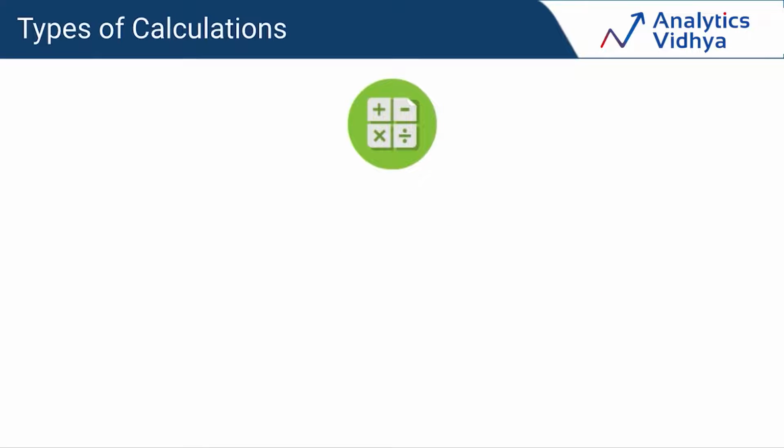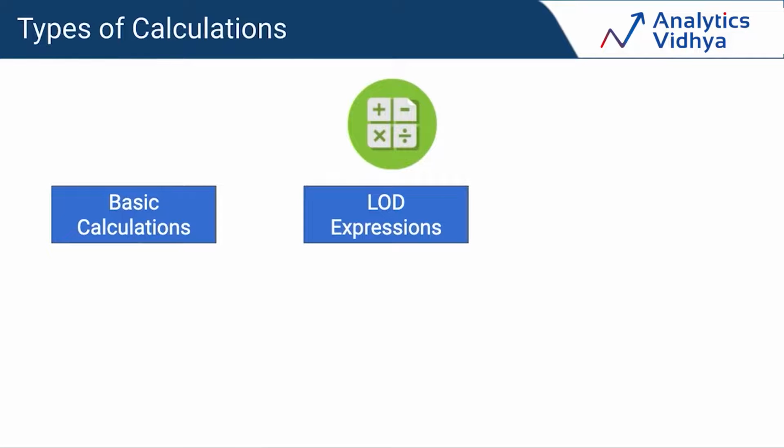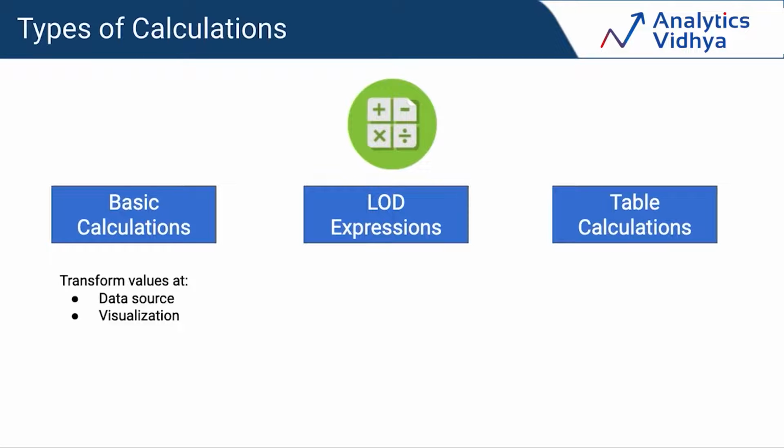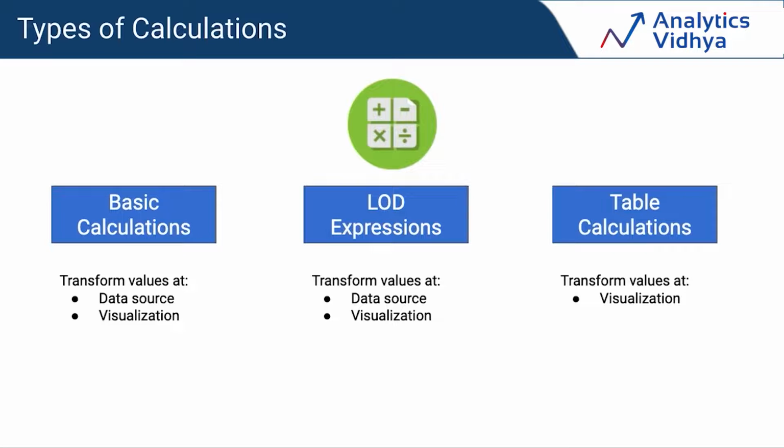So, what kind of calculations does Tableau allow us to do? We can broadly divide this into 3 categories: basic calculations, LOD or level of detail expressions, and table calculations. Basic calculations allow us to transform values at the data source level of detail or at the visualization level. LOD calculations also allow us to engineer values at the data source level and the visualization level. However, these LOD calculations give us even more granular control. We can use commands like include and exclude to get to the bottom of what we are working with. And table calculations finally let us transform values at the visualization level only.